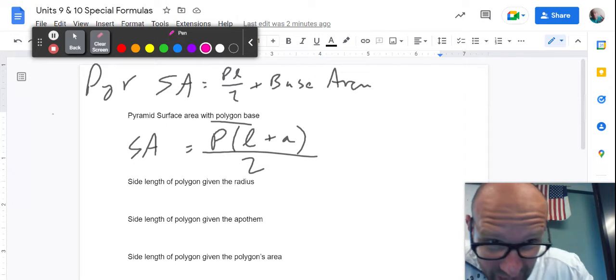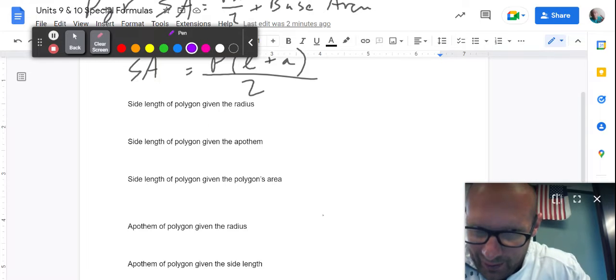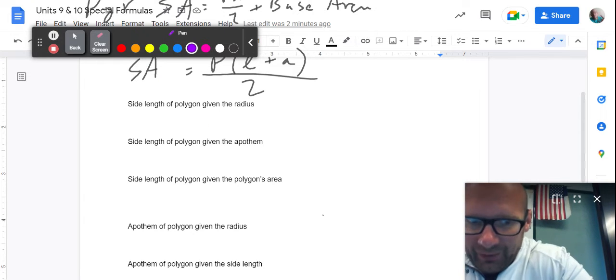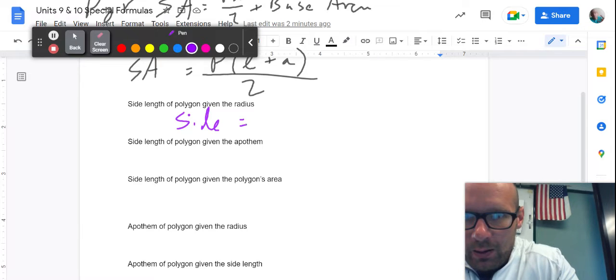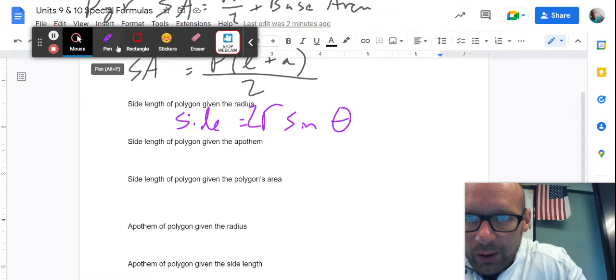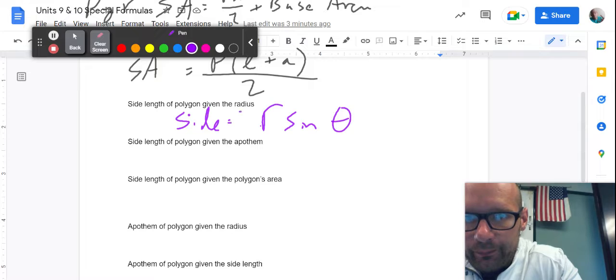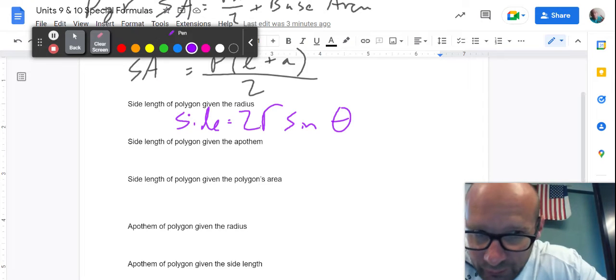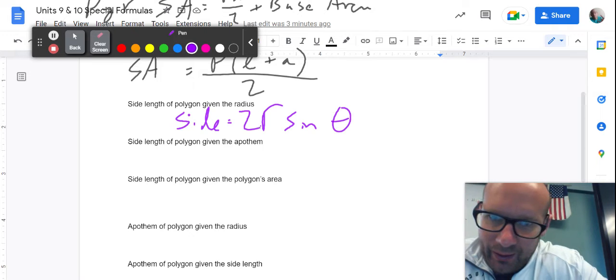All right. Next, if we're trying to find the side length of a polygon and they give us a radius, the side is going to be 2r sine theta. 2r sine theta. I'm going to clean that up just a little bit for you. 2r tan theta, or 2r sine theta, excuse me.